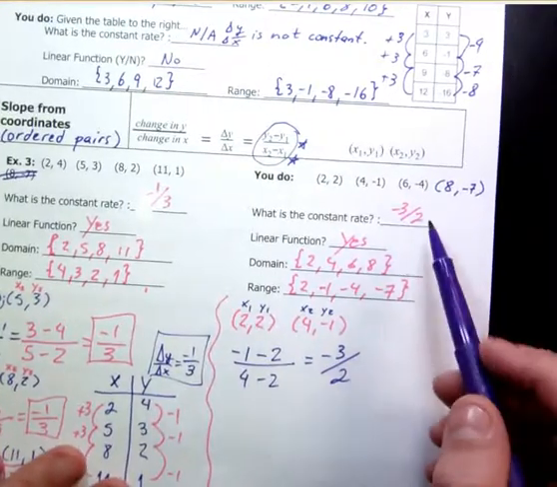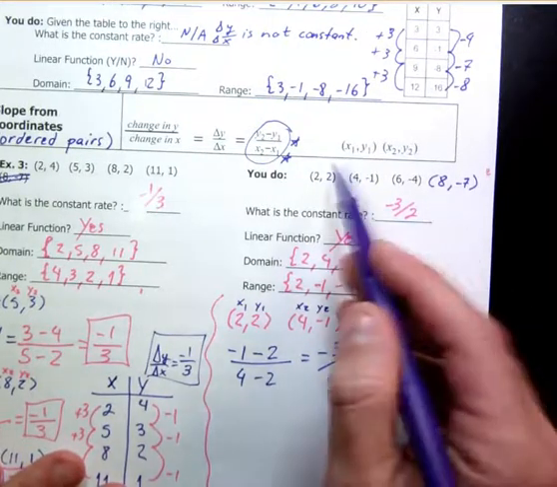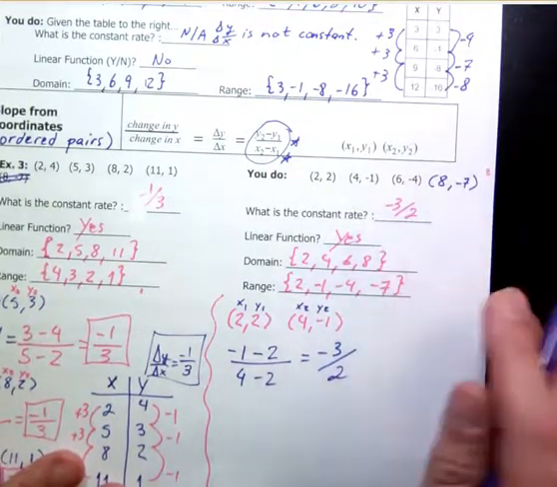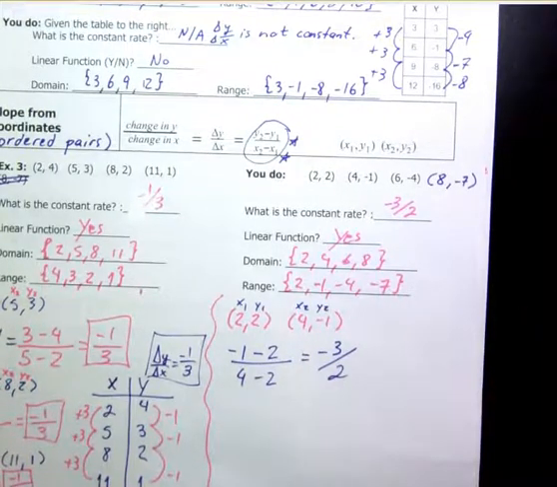Okay, hopefully you found the rate to be -3/2. If you check every single point, you'll see you get the same rate, so it is a linear function. And then here's the domain and range. So copy that down. And if you need to, pause the video to copy the rest.